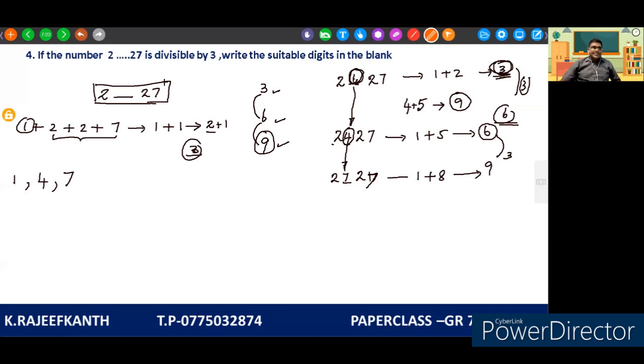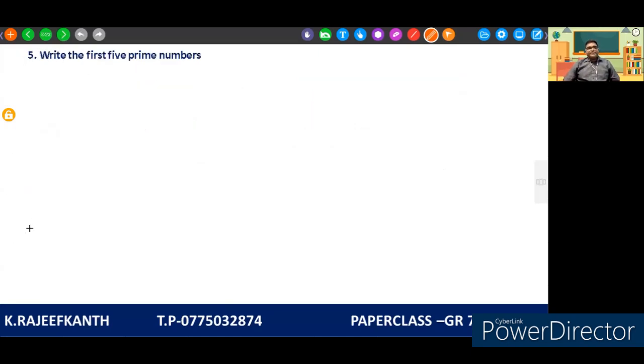Here the question is, if the number 2-27 is divisible by 3, write the suitable digits. So you have to write all the digits. You have to write 1, 4 and also 7. Right? Then we will move to the fifth question.